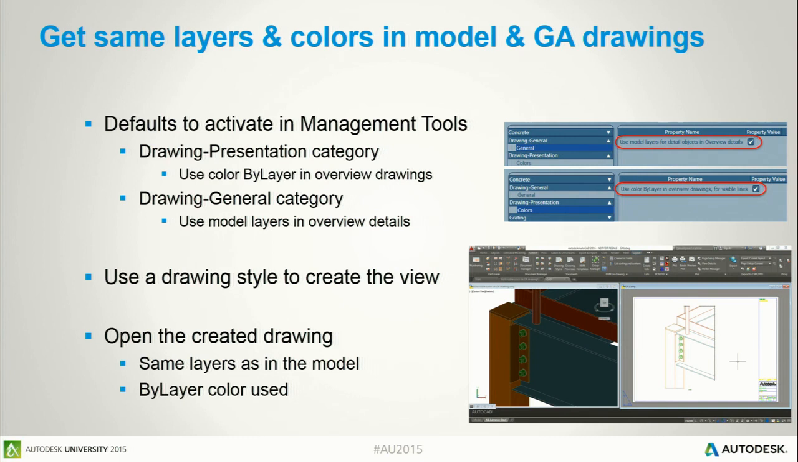Just something about the layer and the color of your elements on drawing. So you can create shop drawings, you can create also general arrangement drawing, and you can control the color of the elements on your drawing. And if you want to have the same color between the model and the drawing, it's easy. You just have to activate two settings, create the view, and it's going to use the same layer and therefore the same color as in the model. So let me show you how it works.